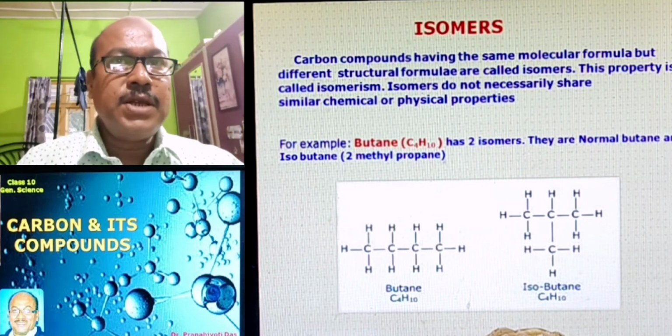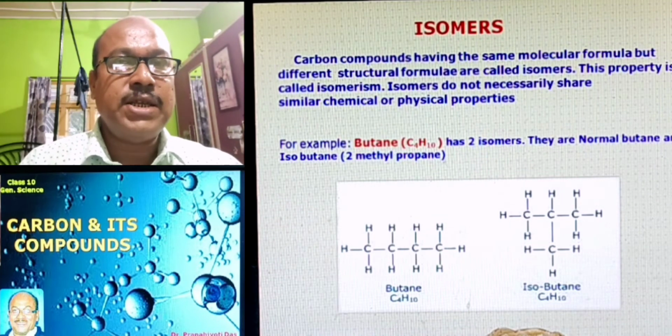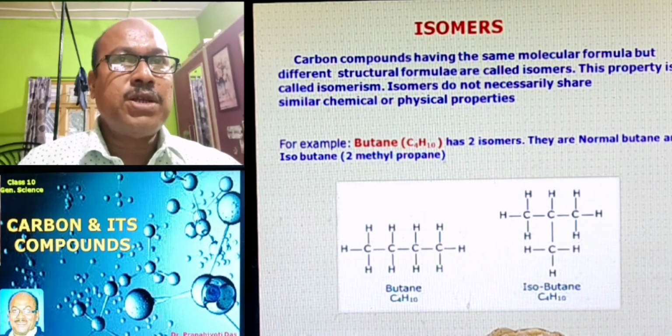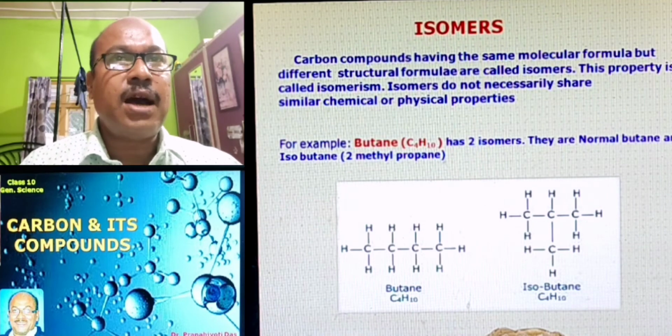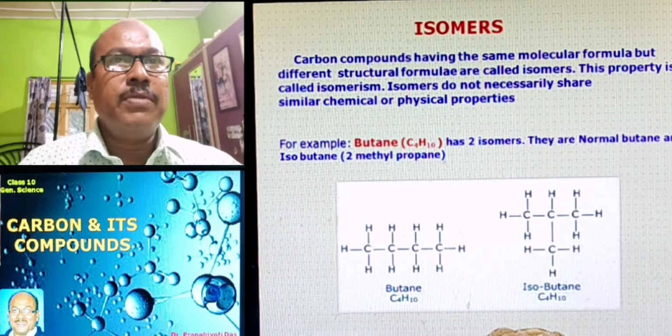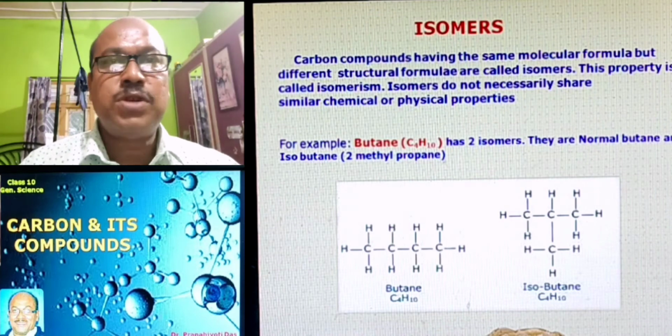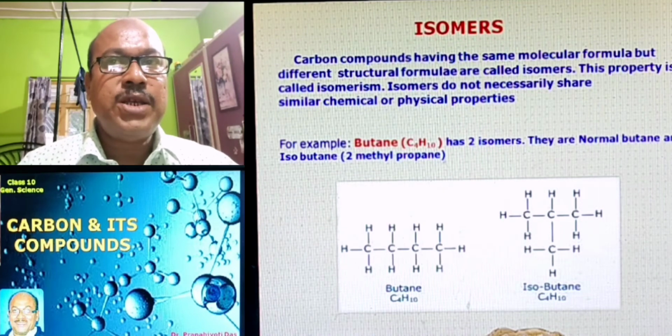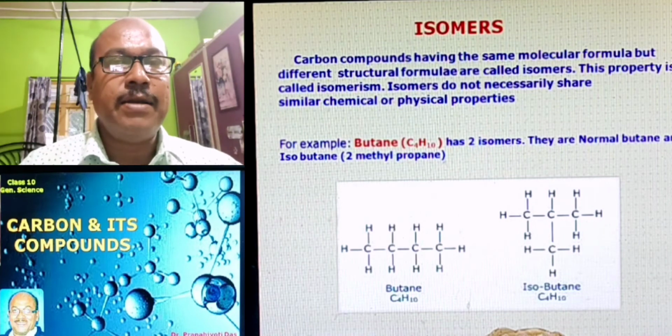Isomers. This is the next part of your book. Now you can see this isomers. So carbon compounds have another very interesting property. What is that? When carbon compounds are formed, you may get some carbon compounds that have the same molecular formula. Their molecular formula will be the same. Say for example, C4H10 is the molecular formula, and this formula can be seen in 2 different compounds.